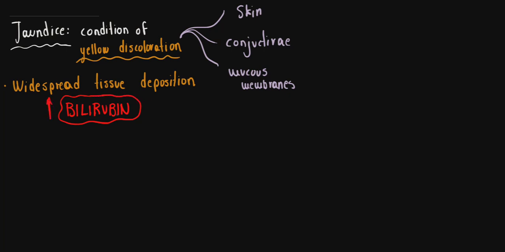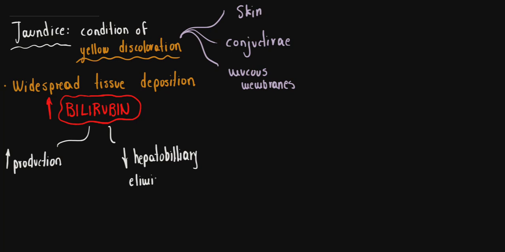But how does bilirubin increase? There are two ways. The way to increase bilirubin is either to increase its production or to decrease its hepatobiliary elimination. So either we increase the production or we decrease the elimination.